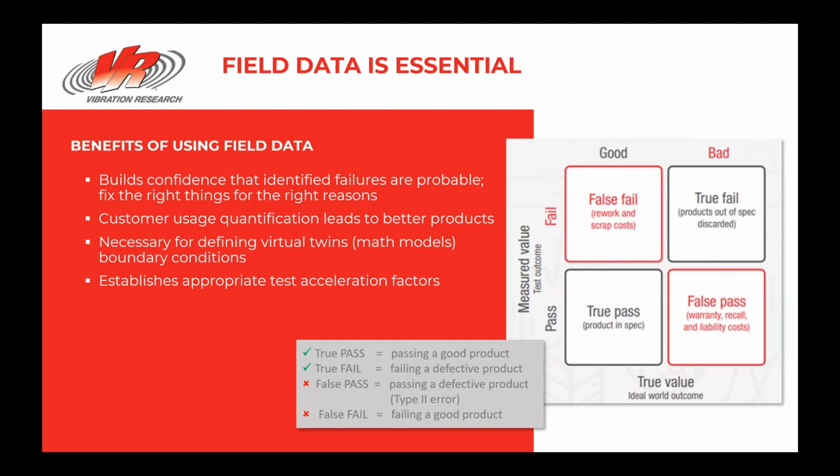When a true fail occurs, and you know it is a true failure because you have confidence in your test to field correlation, the test engineer becomes an organizational hero, even if the designers do not want to hear the news. There is often significant organizational pushback when failures are identified on test.